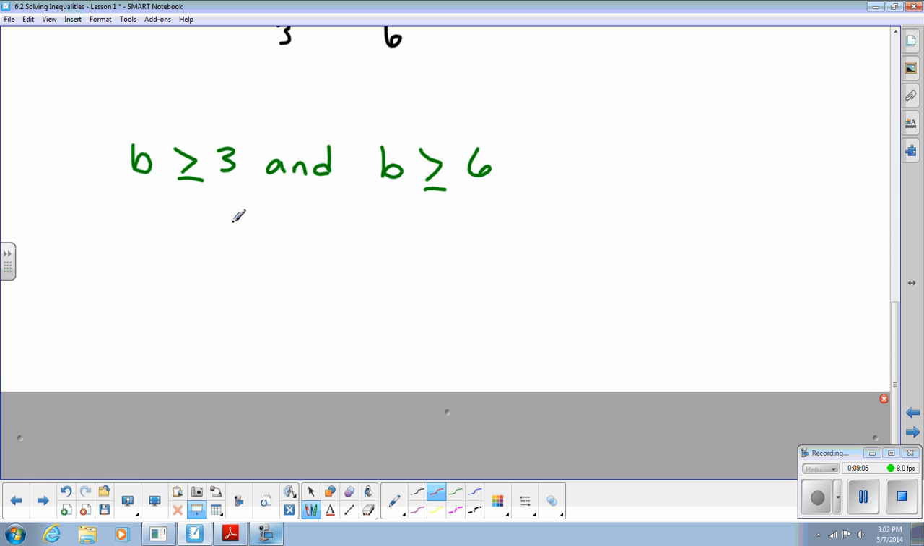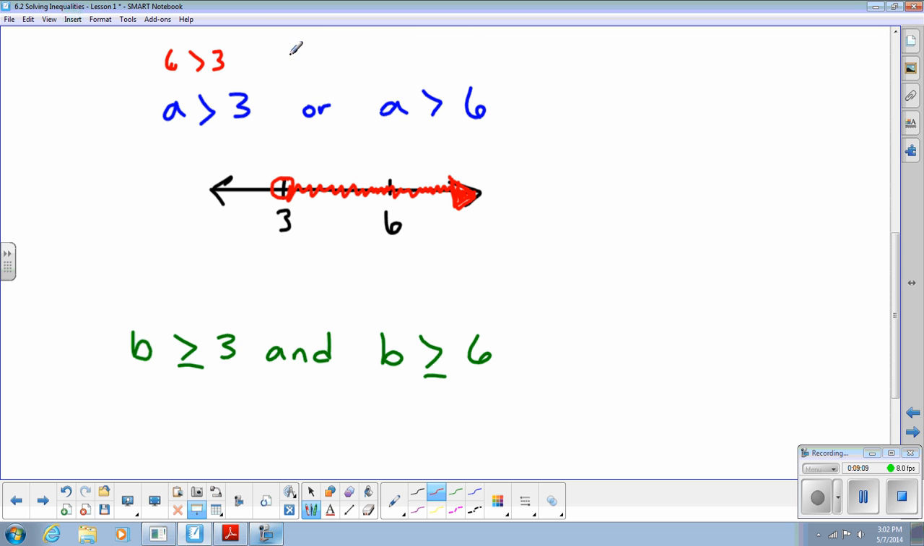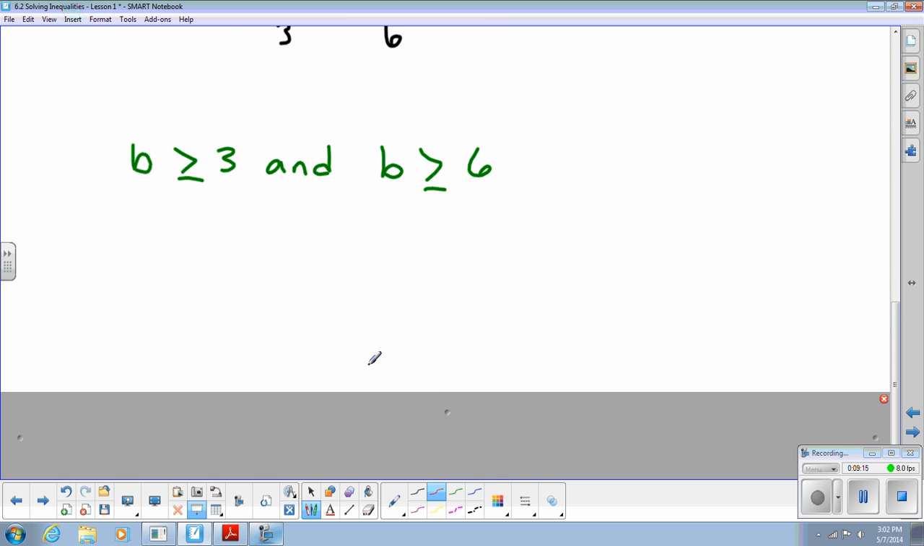B is greater than or equal to 3 and B is greater than or equal to 6. Well, this time, instead of having the or in between, I have an and. Notice I have the same numbers and inequality signs facing the same direction. Okay, number line. Put down my 3 and 6 again. Here we go. 3, 6. Oh, bad 3. All right, now that's better.